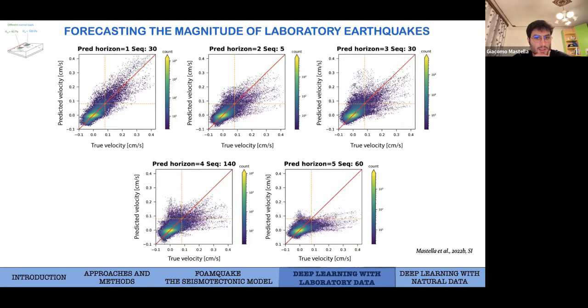And especially we can see this result in this plot that represents the predicted versus true velocities for different prediction horizons. And we can see that as we increase the prediction horizons, the predicted velocities tend to be flattened. So we tend to underestimate the velocity field.